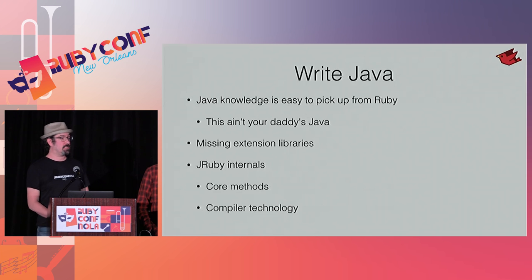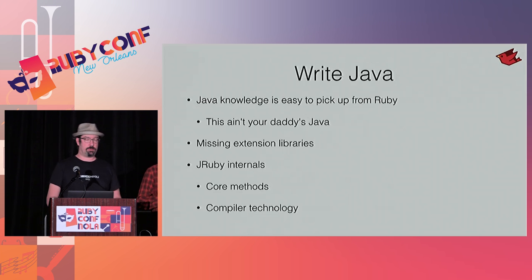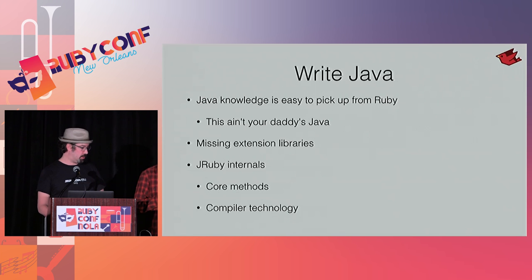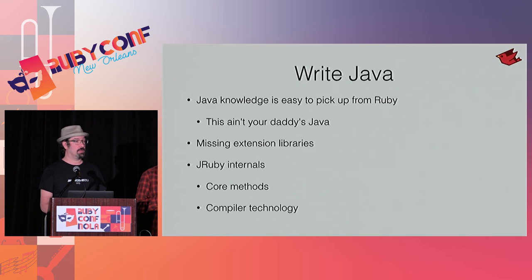And of course, you can also help us by writing Java code. Java's come a long way in the past 10 years. It's a much nicer platform to build applications on these days. So help us with missing extension libraries. Help us patch core classes that aren't behaving properly, and so on. If you want to get into the deeper parts of JRuby internals, we're happy to help you with that, too, and show you where the compiler bits are and all the other pieces.